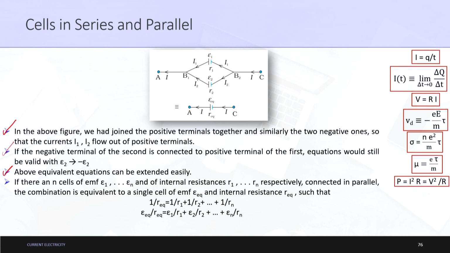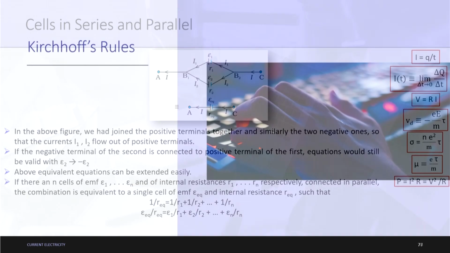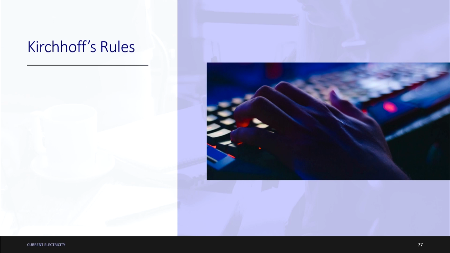If there are n cells of EMF epsilon 1 till epsilon n and of internal resistance R1 to Rn respectively, connected in parallel, the combination is equivalent to a single cell of EMF epsilon EQ and internal resistance REQ, such that 1 by R equivalent is equal to 1 by R1 plus 1 by R2 plus dot dot dot till 1 by Rn, and similarly epsilon EQ upon REQ is equal to epsilon 1 upon R1 plus epsilon 2 upon R2 plus dot dot dot till epsilon n upon Rn. This is the final formulation for cells in parallel, and that was the final formulation for cells in series. That is the end of this discussion. Let us move on with the new discussion of Kirchhoff's rules.